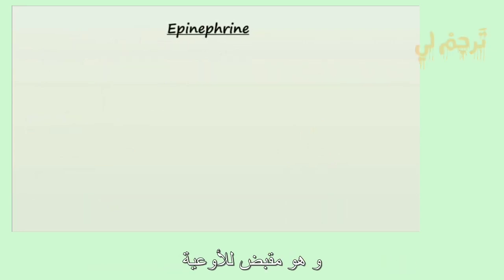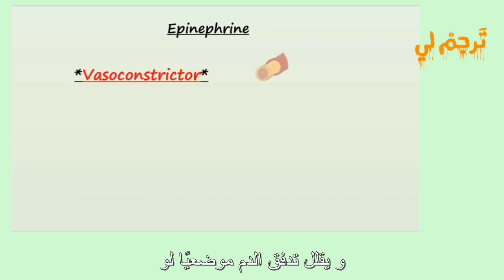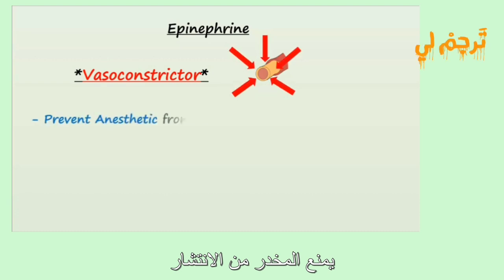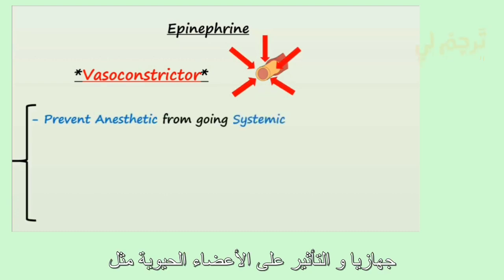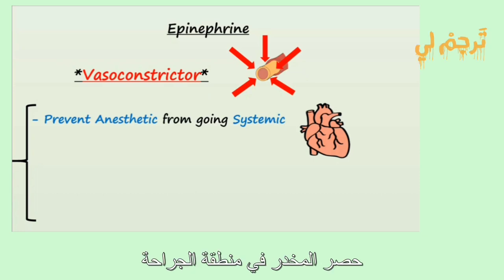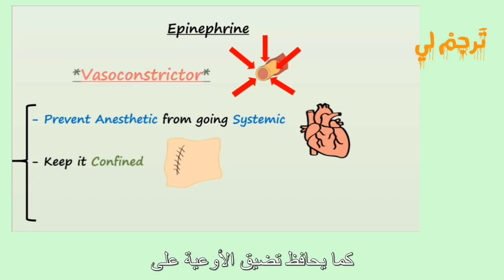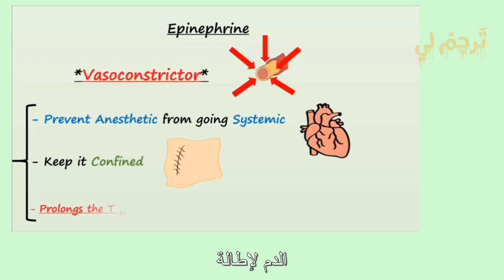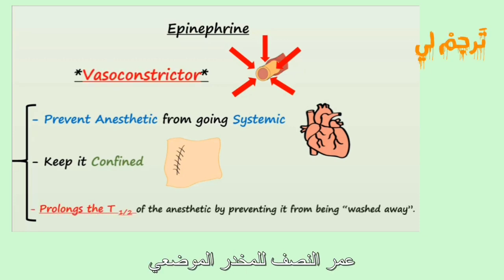Epinephrine is commonly administered with local anesthetics. It is a vasoconstrictor and constricts blood flow locally where the anesthetic was administered. This prevents the anesthetic from going systemic and affecting vital organs like the heart. Epinephrine keeps the anesthetic confined to the surgical area. The vasoconstriction also keeps the anesthetic from being washed away by the blood to prolong the local anesthetic's half-life.